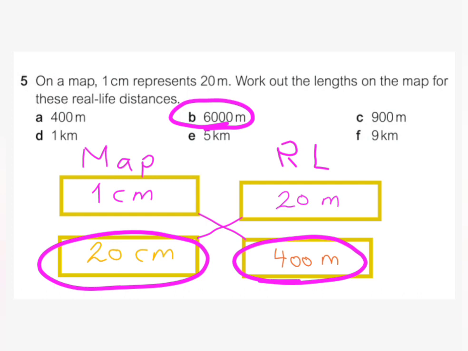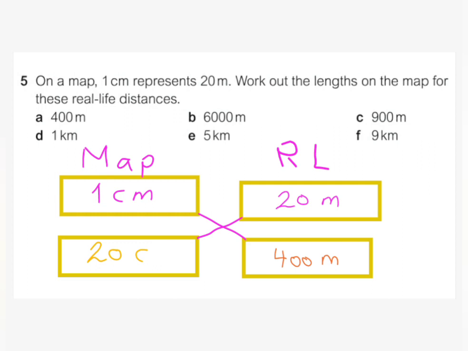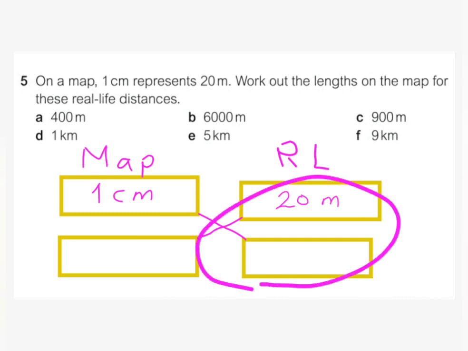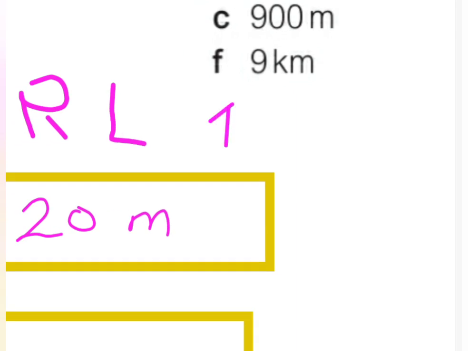Now, let's move on and check question D. With question D, we have 1 kilometer. So first, let me remove these numbers so I can work with them. Now, because I have 1 kilometer here, and it's in real life, it has to go here. And because real life here is represented in meters, I have to turn this kilometer into meters. And we know that 1 kilometer equals 1000 meters.